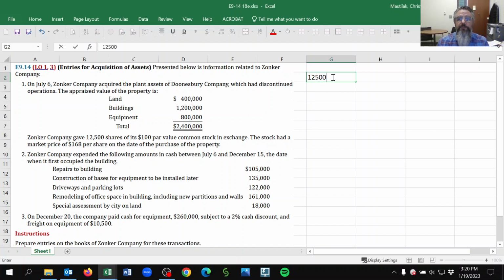So we have 12,500 shares at $168 per share. And so the total value of the transaction is $2.1 million. That's how we're going to value the transaction. But if you look at the things we've purchased, they are worth a total of $2.4 million. So we're going to have to do the allocation according to the relative fair market values, like we did with our Pokemon cards on the first day of class.